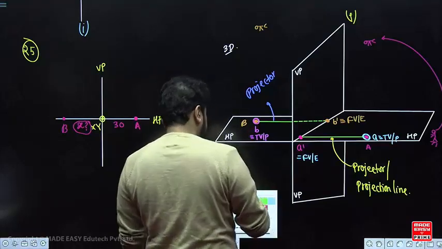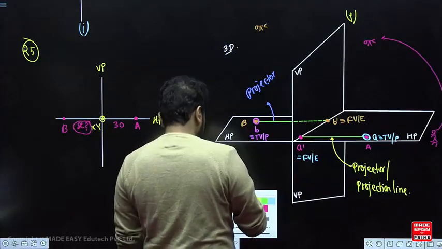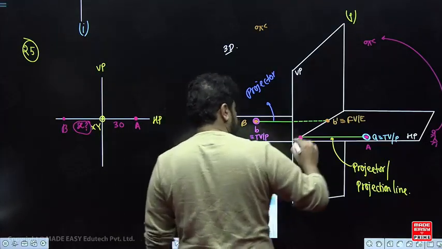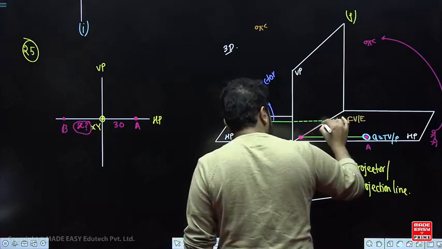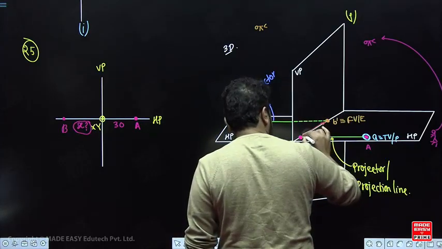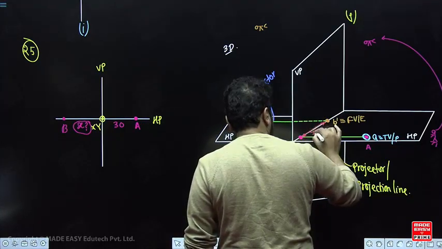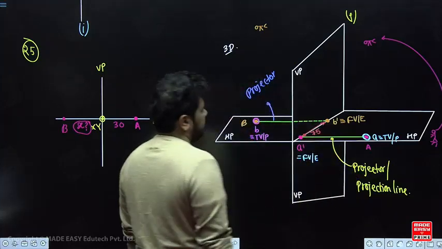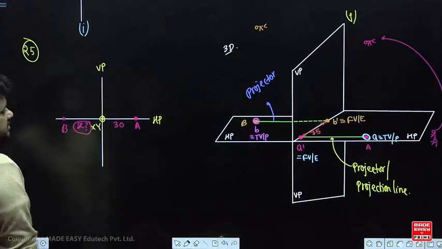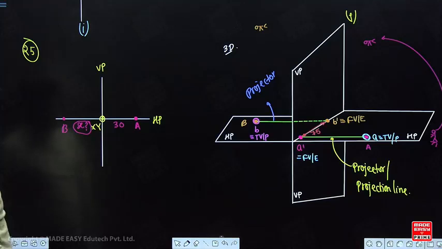So in the question it is clearly mentioned that the distance between their projectors is how much? It is given as 75 mm. The distance between their projectors is 75 mm given.